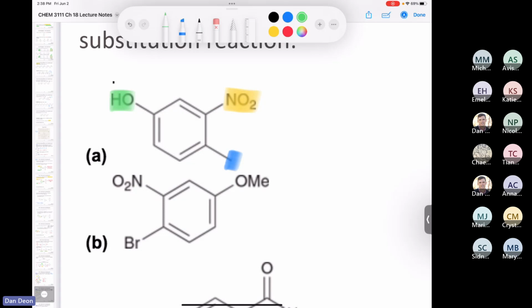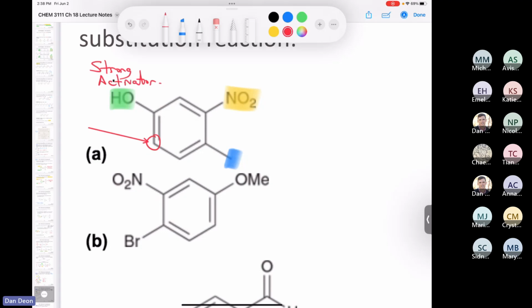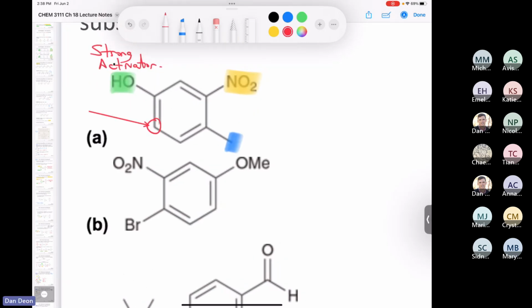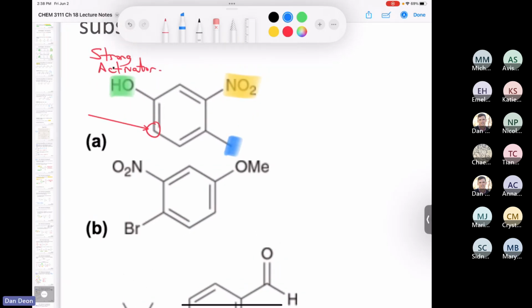The strong activator is going to direct to the ortho and para positions, but we said we never get anything showing up in between positions 1 and 3, and we don't get anything in the para position because it's blocked. And so it must be occurring here, okay? And if you look at the other groups, neither of them are directing to that position, but again, this one is the strong activator. So it's the winner. There we go. Winner, hydroxyl group. Okay, let's take a look at the next one.